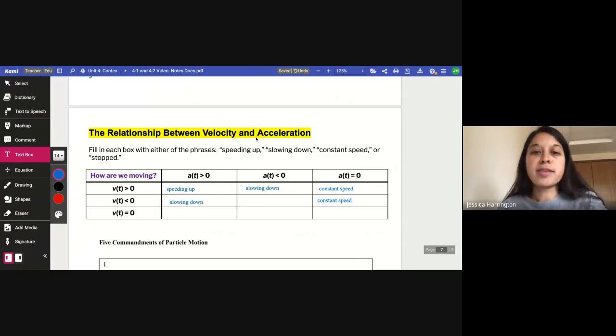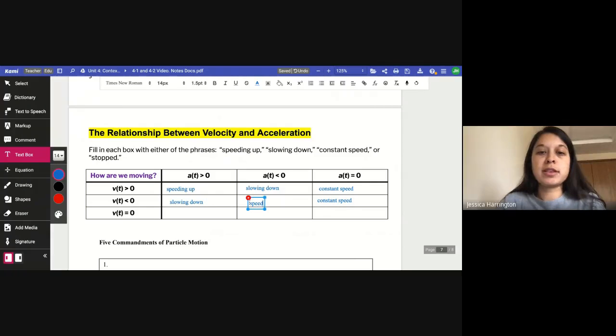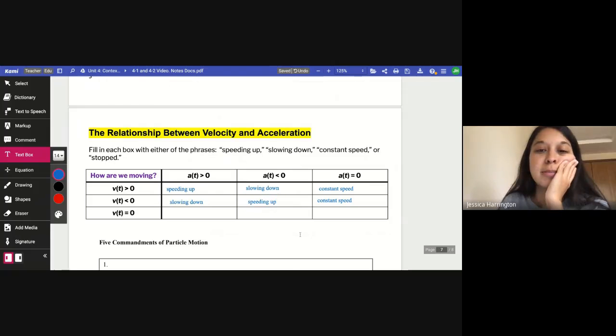Or the opposite is true here. This is speeding up. They're both negative, so it's speeding up.